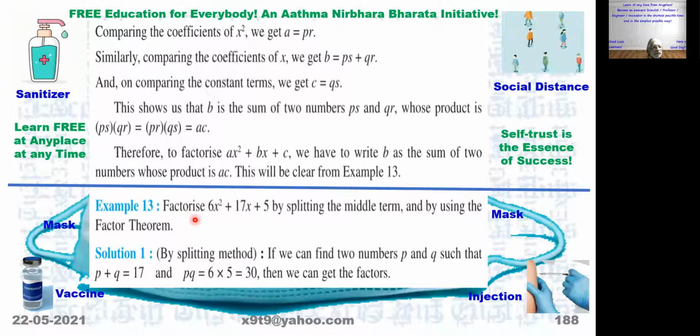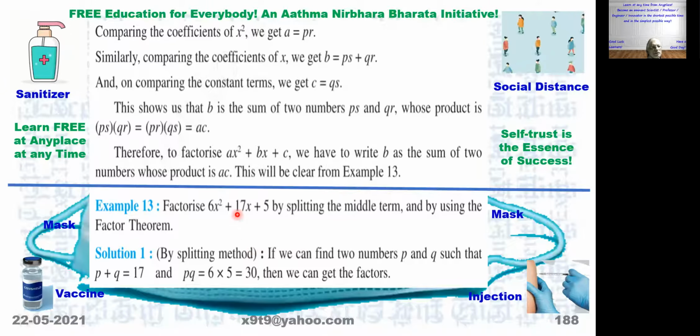So the example is: factorize 6x² + 17x + 5 by splitting the middle term. This is given in the problem using this method only, and by using the factor theorem. So first we will split, and then we will use the factor theorem method also. So the first method is by splitting the middle term.